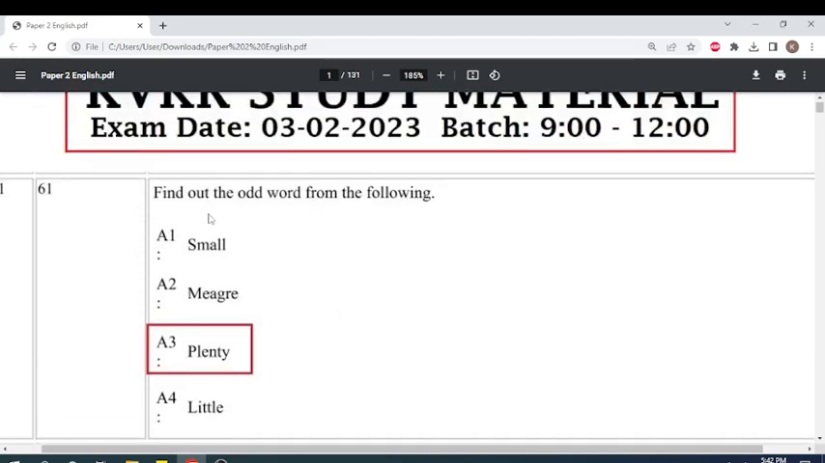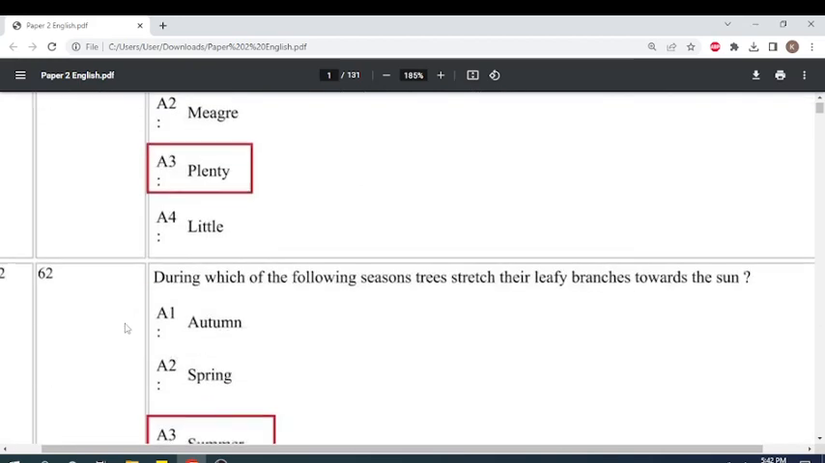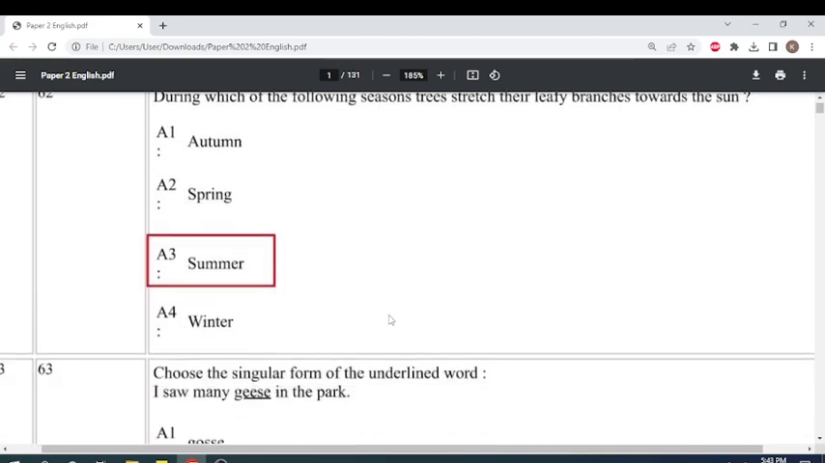Question number 61, find out the odd word from the following. Answer is A3, plenty. 62, during which of the following season do trees stretch their leafy branches towards the sun? Answer, summer.